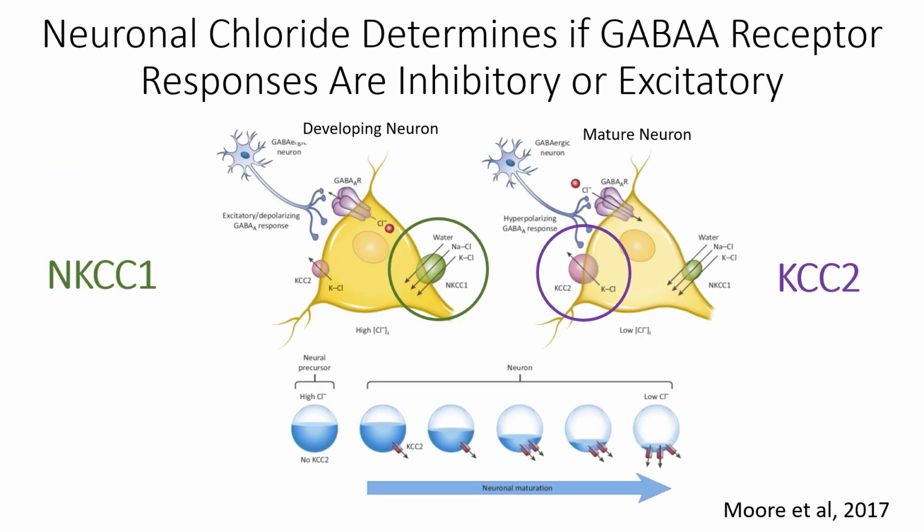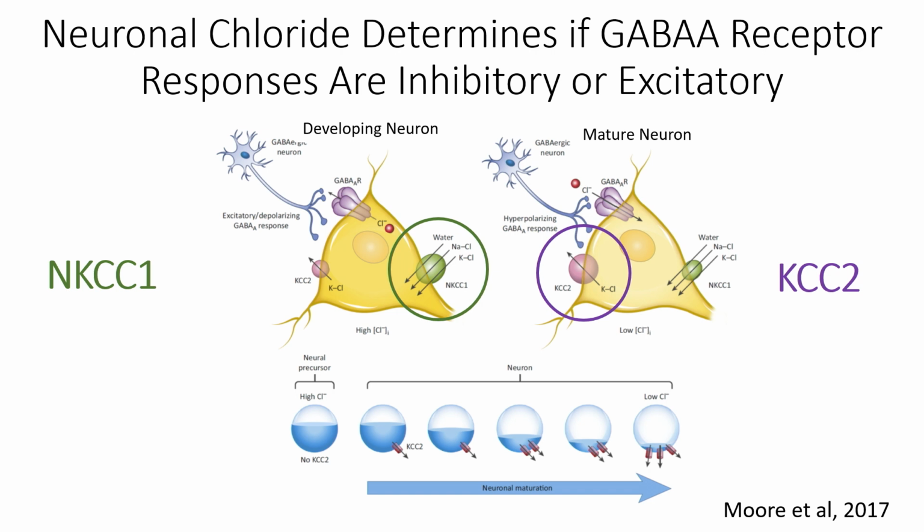So typically in a mature neuron in the adult brain, what happens is when these receptors open, as you can see there on the right, the chloride concentration is a lot higher outside the neuron. It's very low in the neuron. So when the receptors open, chloride rushes in, and that's an inhibitory response. And that is due to the activity of a transporter called KCC2, which constantly extrudes chloride from the neuron.